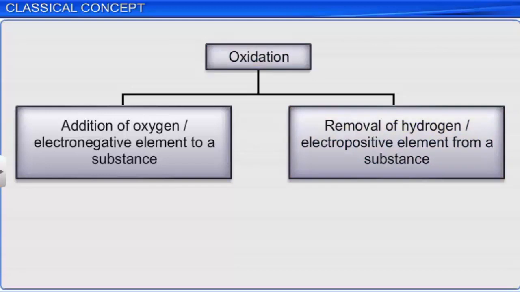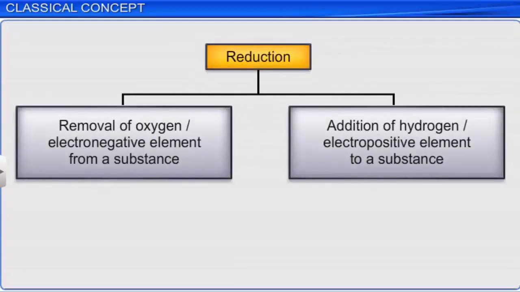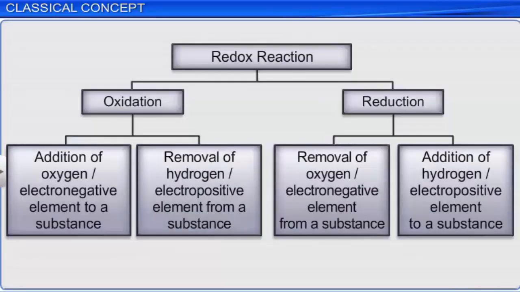Reduction is the opposite of oxidation. Hence, reduction was defined as removal of oxygen or an electronegative element from a substance, or addition of hydrogen or an electropositive element to a substance. Thus, according to the classical concept, redox reactions can be illustrated as shown here. Let's look at some examples of redox reactions.